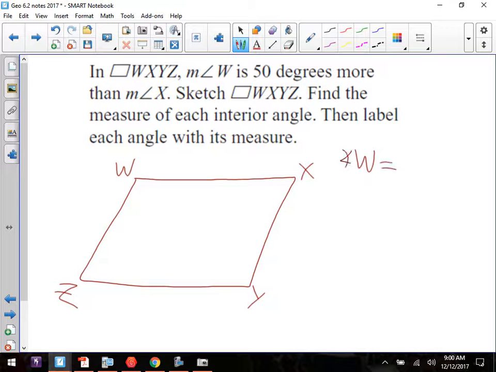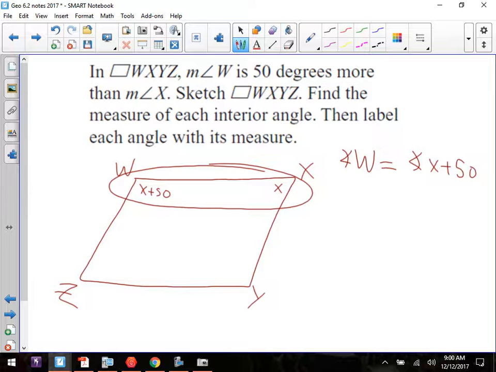Angle W is 50 more. What does 50 more mean? Plus 50 to what angle? X. So angle W is 50 more than angle X. All right? Sketch it and figure it out. Well, if W is X plus 50, what's angle X? X. Exactly. What do these two angles have to add up to equal? Right. So what's X plus 50 plus X?